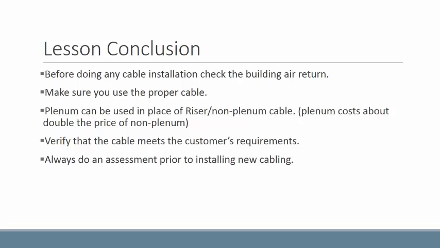If you receive a Cat 5 cable to install and the customer is expecting speeds of 1 gigabit per second, then it is your responsibility to tell them about the limitations that Cat 5 has and recommend a higher quality cable. And always do an assessment prior to installing new cabling.